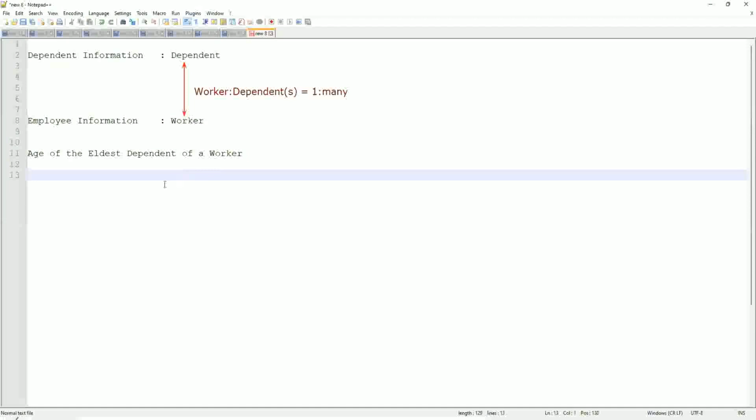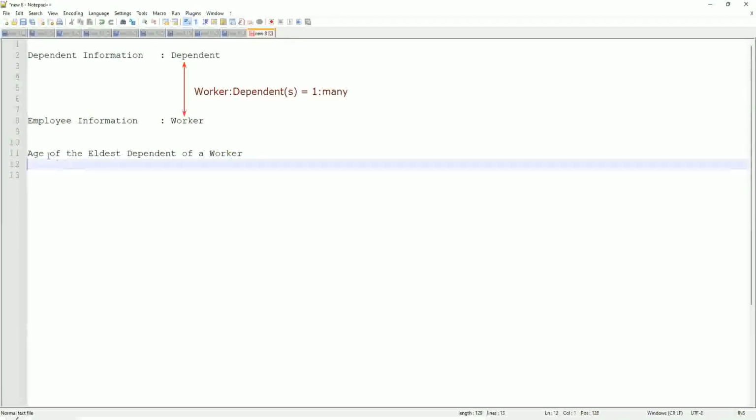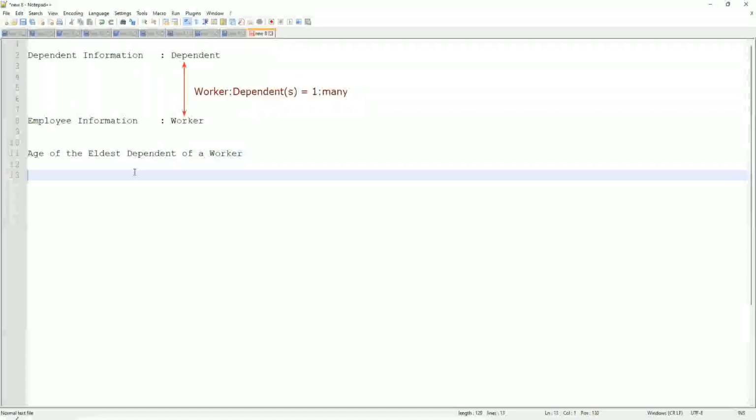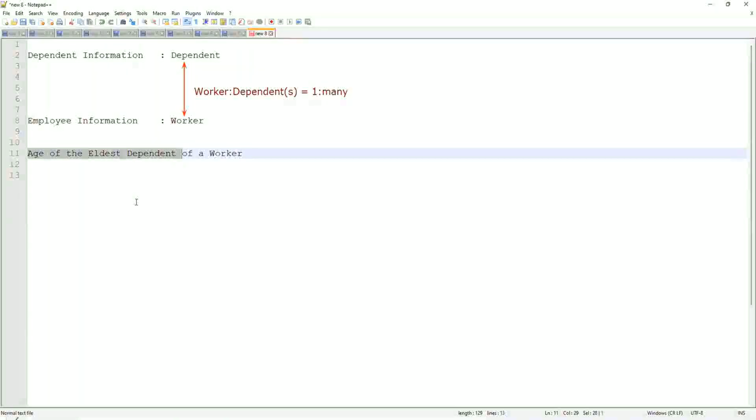Now, how would we do it using a calculated field? Let's break it down first. Age of the eldest dependent of a worker. There are two things to it. One is the eldest dependent of a worker, and then the age of the eldest dependent. Isn't it? First, we have to find out who is the eldest dependent. Then we find out what is the age of that eldest dependent. We break it down into smaller pieces.